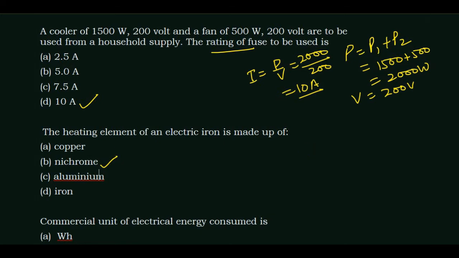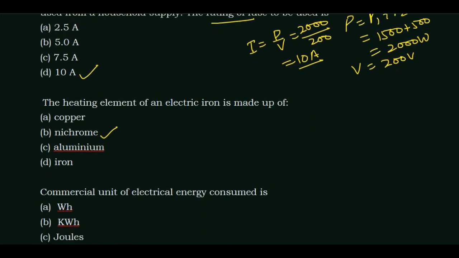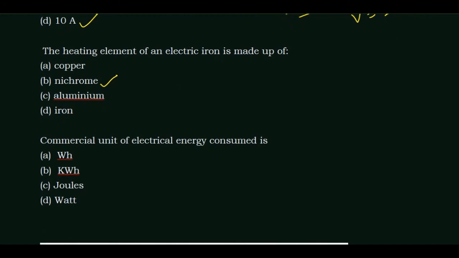Nichrome is an alloy which is used to make the elements of heating appliances, especially heaters and the electric iron. The commercial unit of electric energy consumed is, I think you all know it, kilowatt hour. In class 9th you have already done it. Next question.